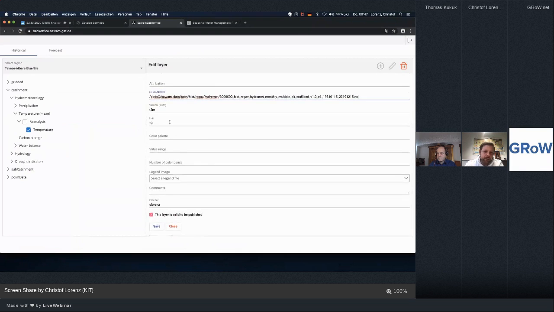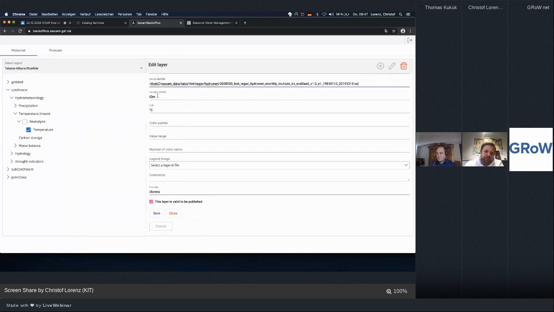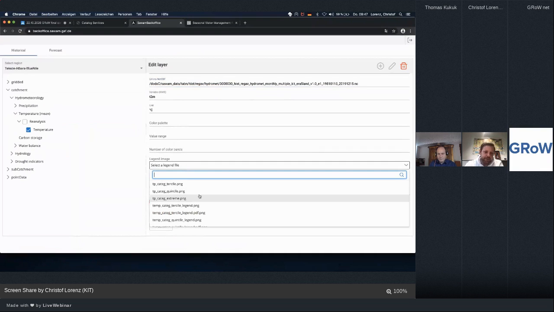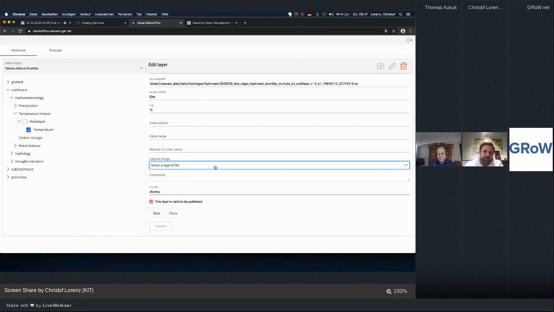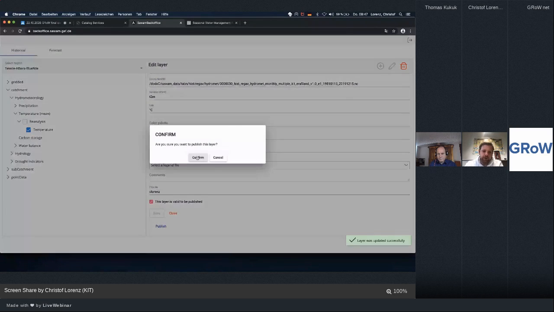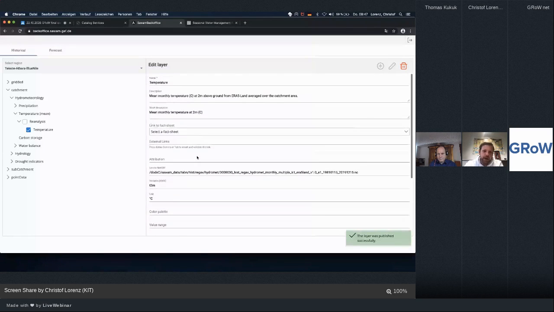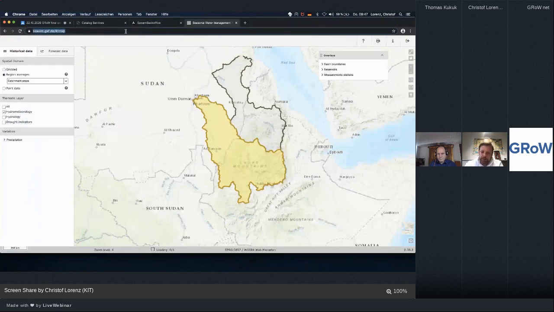We can add the variable unit for the spatial data sets. We can add the color palette, the value range, and so on and so forth. We can also select the legend file, which is important, for example, for all these categorical data sets where we don't have a continuous color range. But in this case, we need a categorical color range, and this is what we can select here. And then we click on Save, and then we click on Publish, and we confirm that we would like to publish. And then we move on to our decision support system, and I would like to start now from scratch.